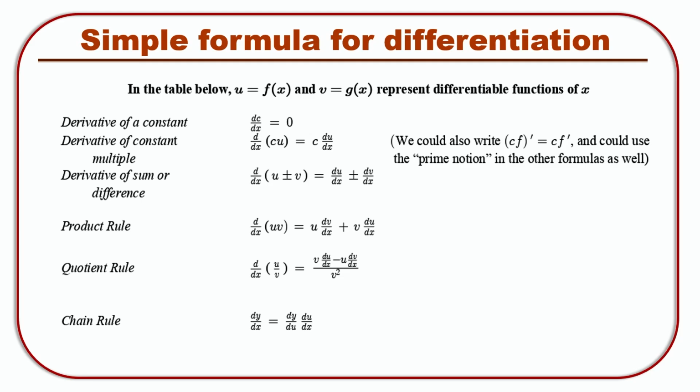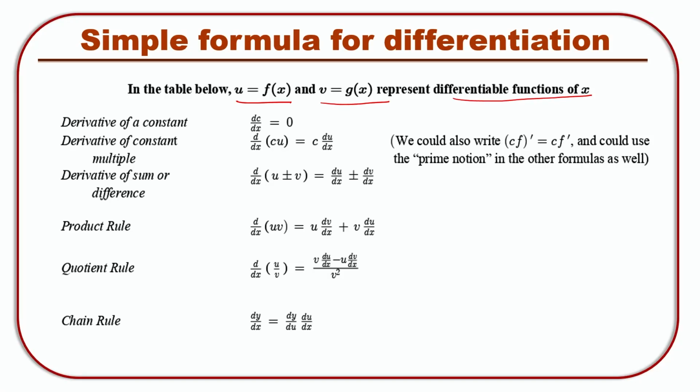So, in the table below, u equal to f(x) and v equal to g(x) represent differentiable functions of x. Since it is not given where they are differentiable, that means we are considering any arbitrary point x in the real line, right? And also remember this one: we are talking about the real valued differentiation of real valued functions, not complex valued functions. Complex valued functions and their differentiability are not included in your course. It is only for the real valued functions, right?